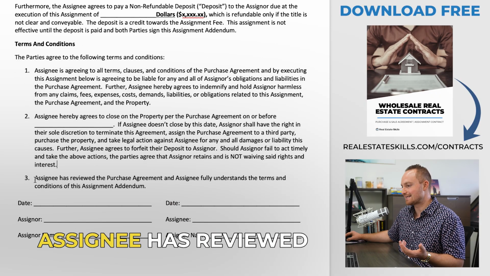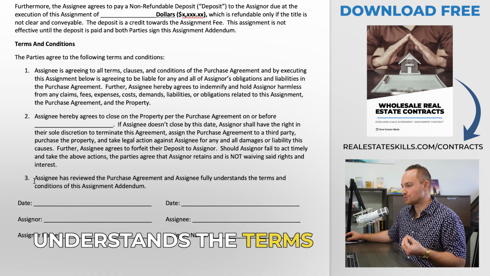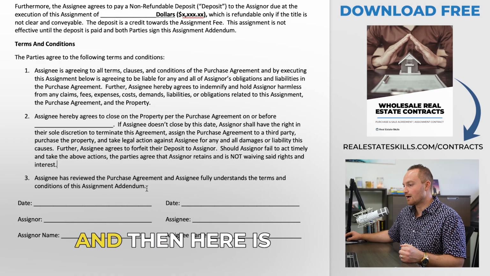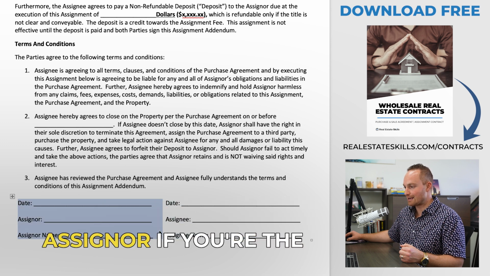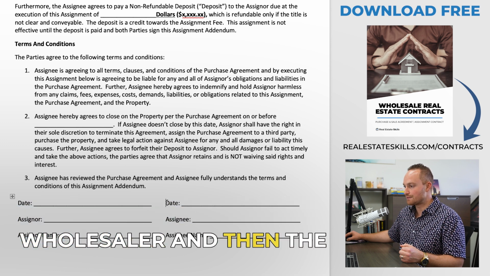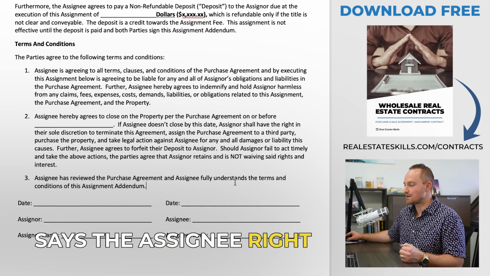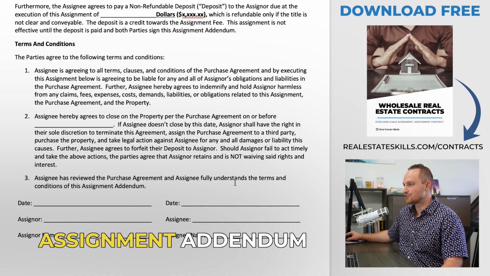And then lastly, assignee has reviewed the purchase agreement, and assignee fully understands the terms and conditions of this assignment addendum. Okay. And then here is where you will sign. Again, you are the assignor if you're the wholesaler, and then the assignee is now signing and dating where it says the assignee, right? That's where your cash buyer signs. So that's the rundown of the assignment addendum.